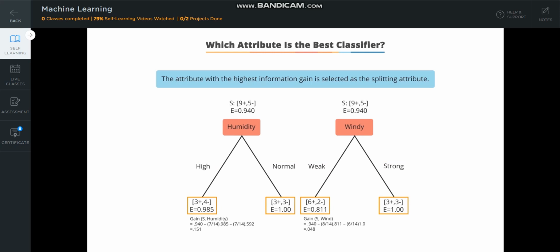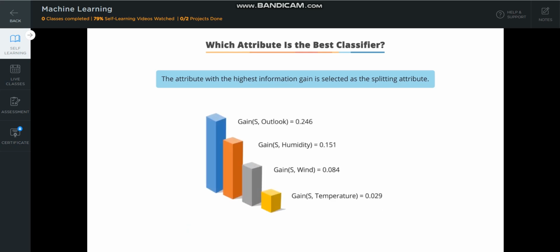Calculate the entropy for each branch and then add it proportionally in order to get total entropy for the split. Subtract the resulting entropy from the entropy before the split. The final result is the information gain, that is the measure of the decrease in entropy. Step 3, now choose the attribute with the largest information gain as the decision node. Divide the data set by its branches and repeat the same process on every branch.